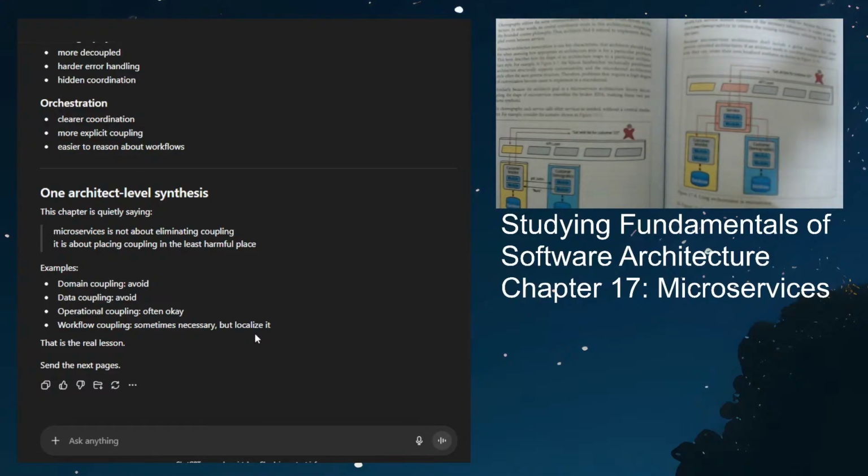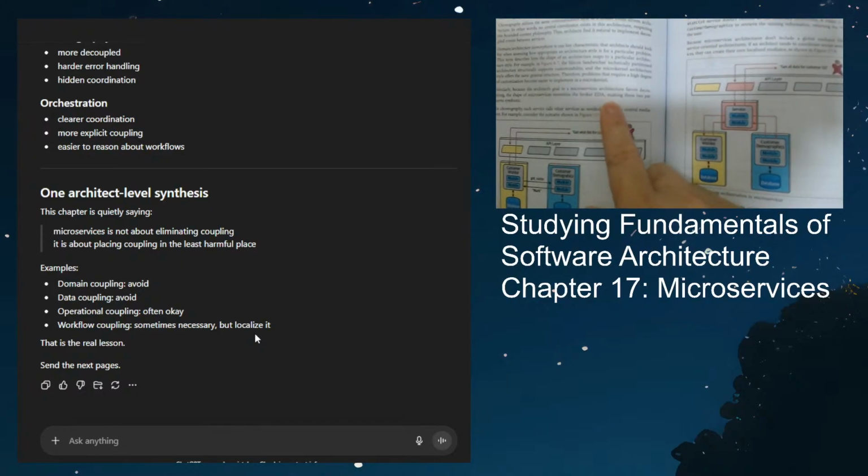Style for architecture is for a particular problem. This term describes how the shape of architecture maps to a particular architecture style. For example, in figure 8-7, the silicon sandwich technically partitioned architecture structurally supports customizability, and the microkernel architecture structurally supports customizability, thus offering the same general structure. Therefore, problems that require a high degree of customization become easier to implement in a microkernel. Similarly, because the architect's goal in the microservice architecture favors decoupling, the entire shape of microservices resembles the blueprint, making these two patterns symbiotic.